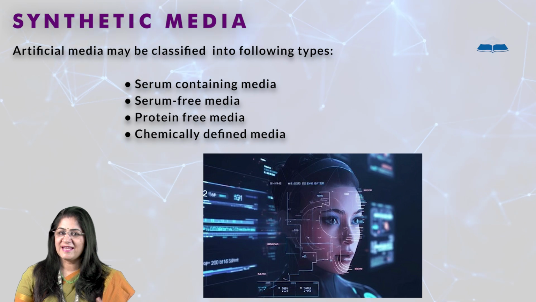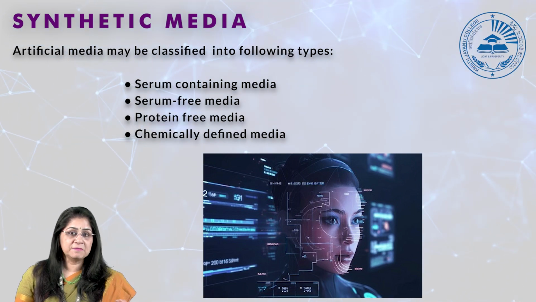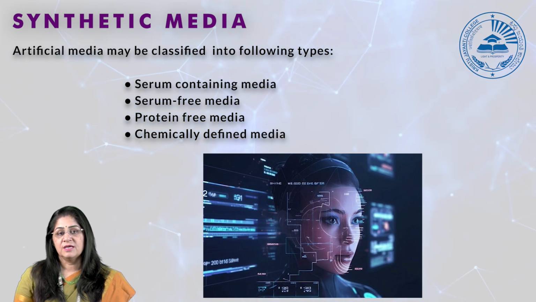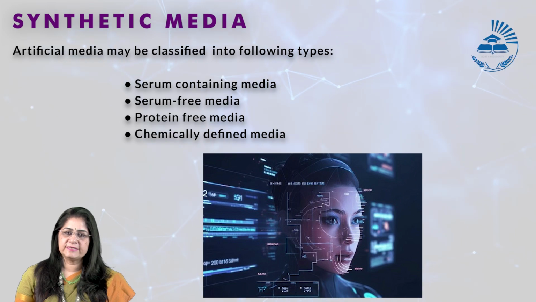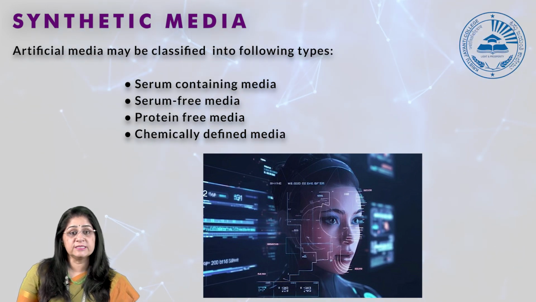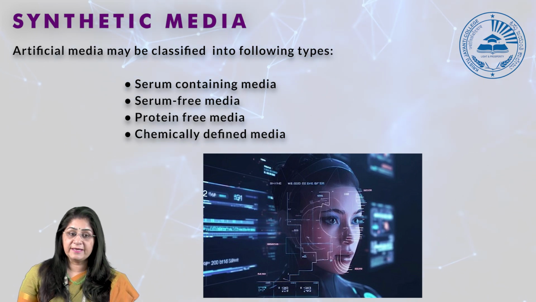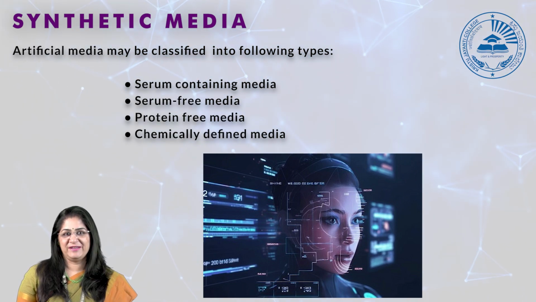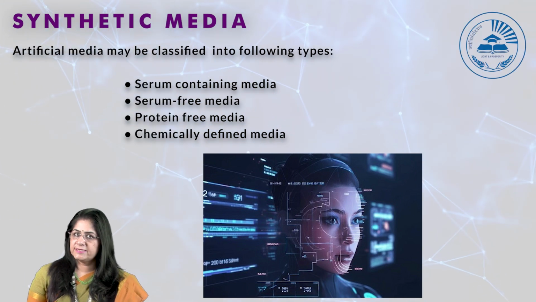Now coming to synthetic media, as we discussed about natural media, synthetic media also can be classified. So let us revise. Natural media we discussed, which are they? They are the plasma, the serum, the clot. Of course we have the biological fluids, and of course we have the tissue. For example, we were discussing in the previous slides. Now coming to the synthetic media, we have different types. They are the serum containing media, serum free media, protein free media, and chemically defined media. So there are 4 different types of synthetic media. Now let us discuss them one by one.